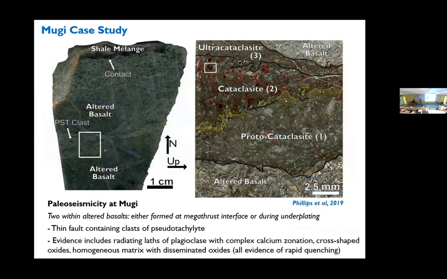The other location where we found evidence for an ancient earthquake in these altered basalts is here in this little fault. It's pretty close to the shale altered basalt contact. This is a hand sample, so you can see the scale is pretty small here. And if we zoom in to a small section of this, you can see this fault here, which has 3 generations of basically broken up altered basalt. And within one of these generations of broken up altered basalt, there's these kind of sub-rounded dark clasts.